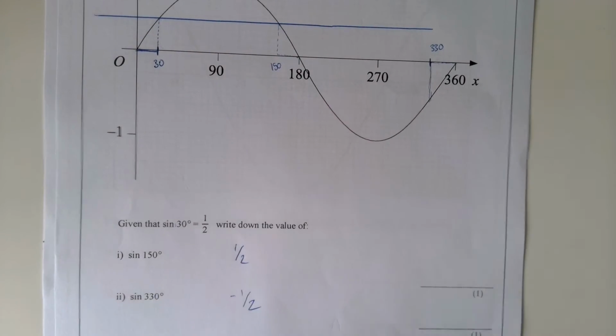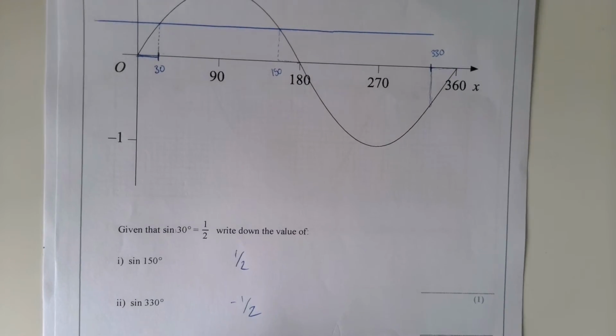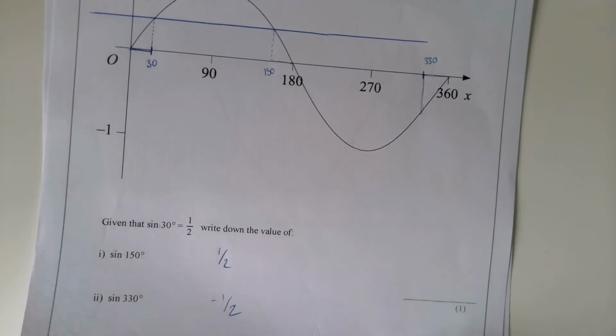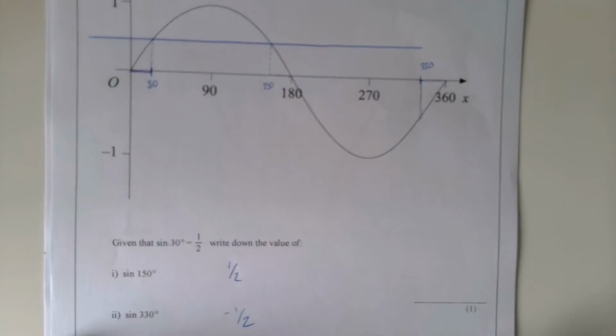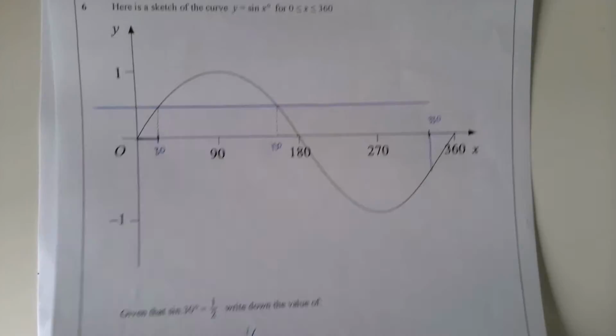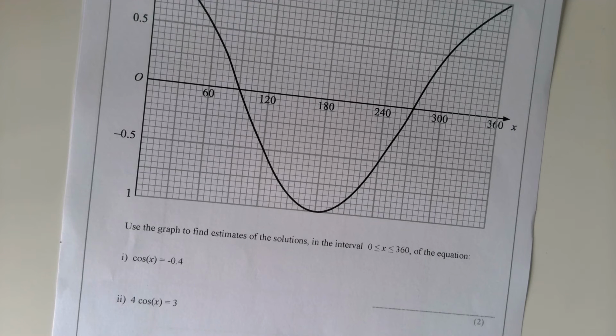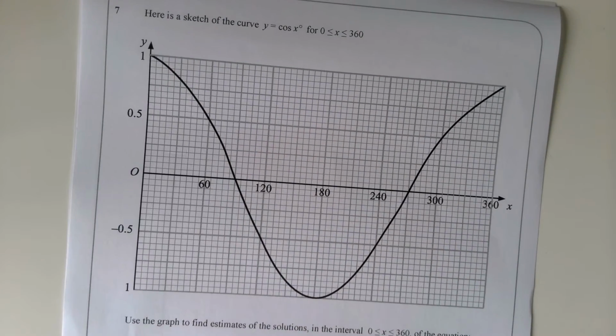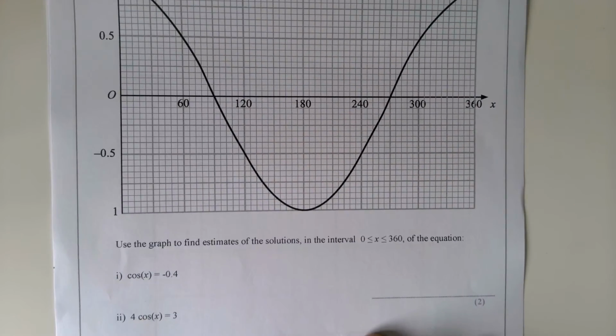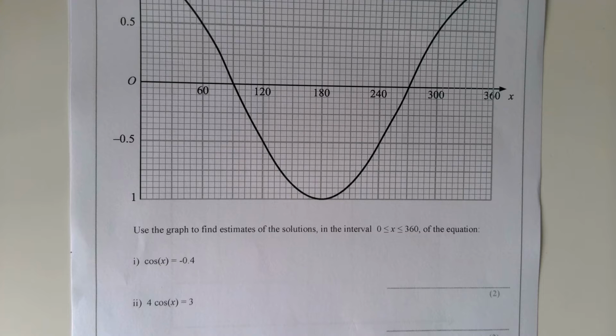Okay, like I said, I think that's probably quite likely to come up in the 2022 series of papers, given that it is calculator, but it is just an important skill to have, being able to read trig graphs. Here is a sketch of the curve y equals cos x for 0 is less than or equal to x is less than or equal to 360 degrees. Use the graph to find estimates of the solutions in the interval 0 is less than or equal to x is less than or equal to 360.